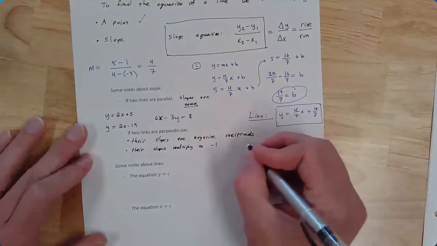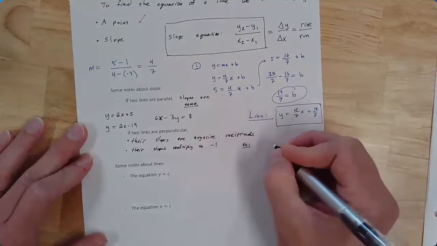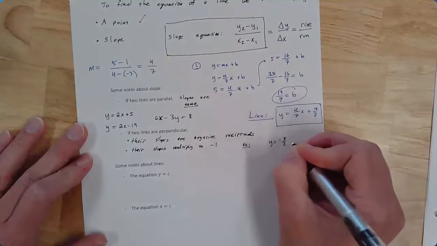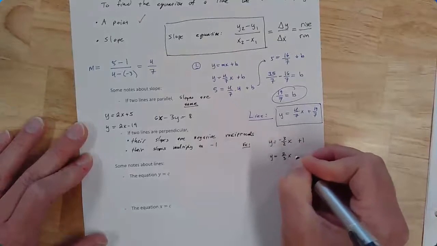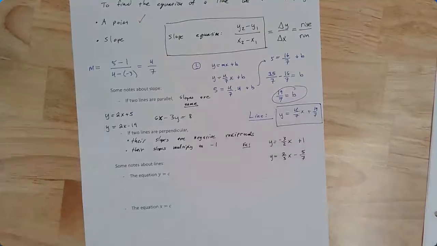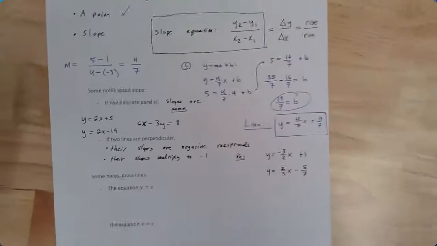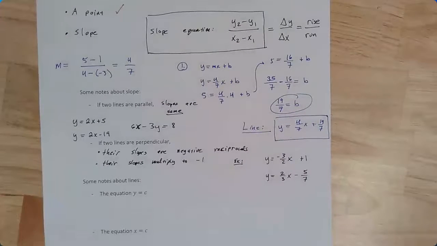An example of this would be y equal to -3/2 x plus 1, and y equal to +2/3 x minus 5/7. Both of those lines are perpendicular to each other. One has a slope of -3/2, and the other one has a slope that is the negative reciprocal of that, +2/3. You could also multiply those slopes together, and you would get -6/6, which is -1. So that's what I meant when I was saying the slope of -1.